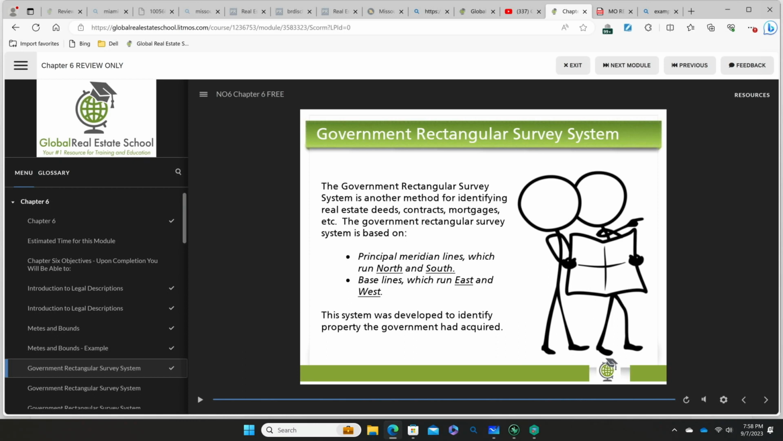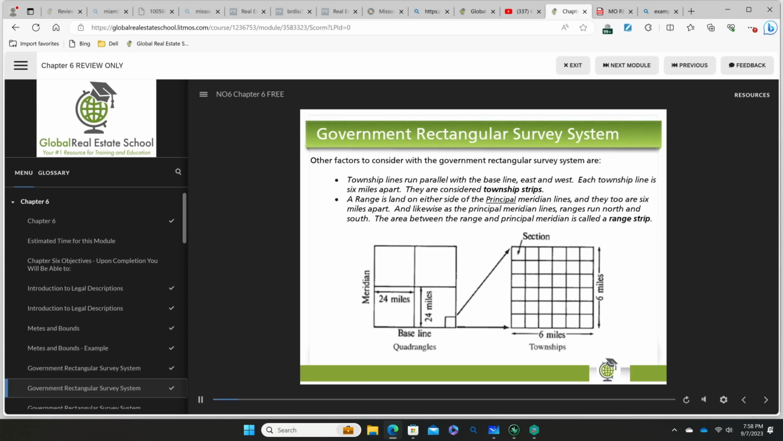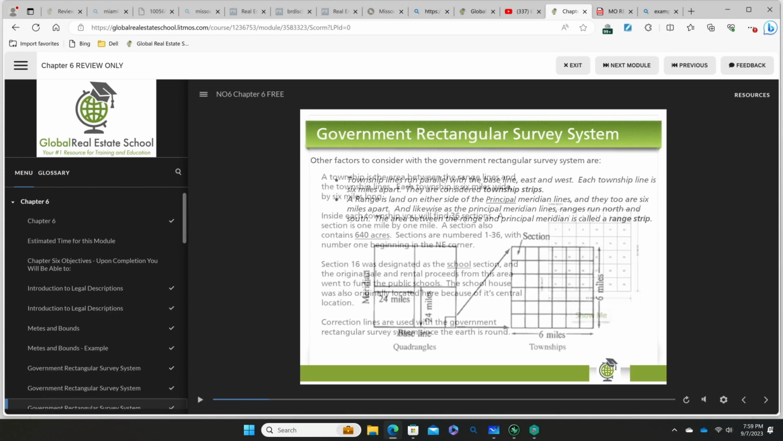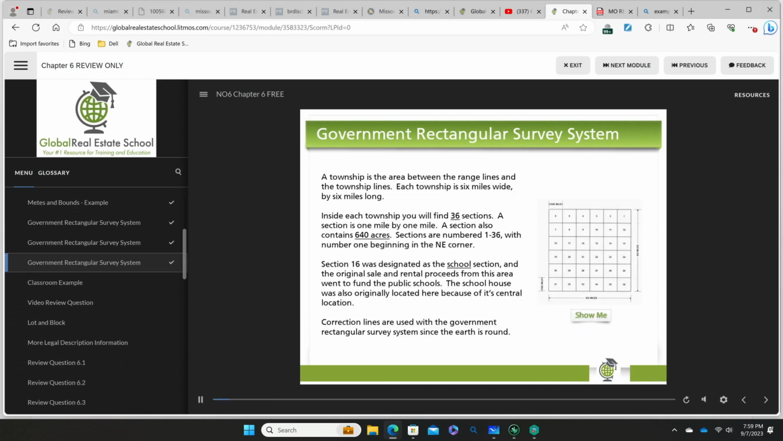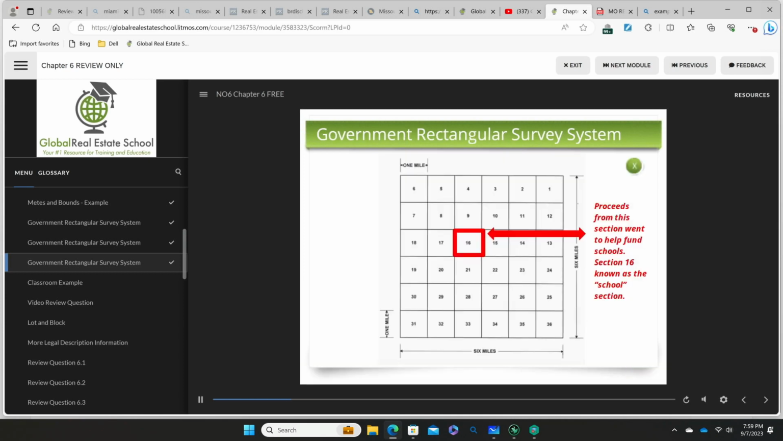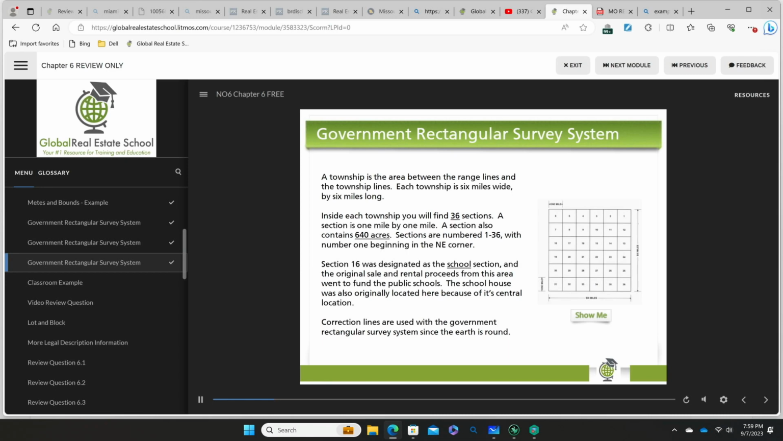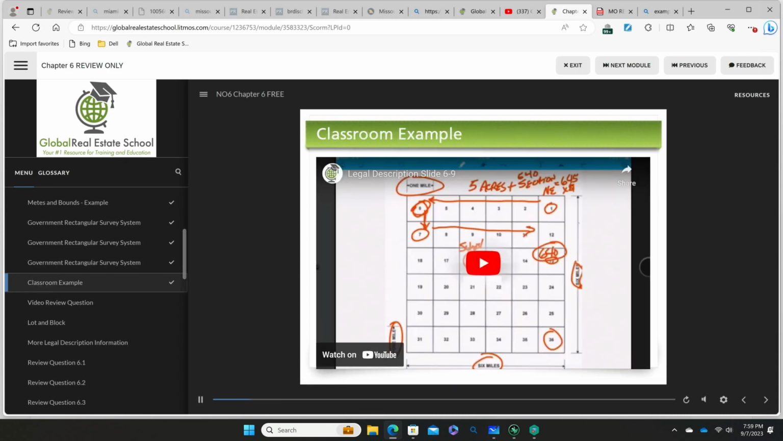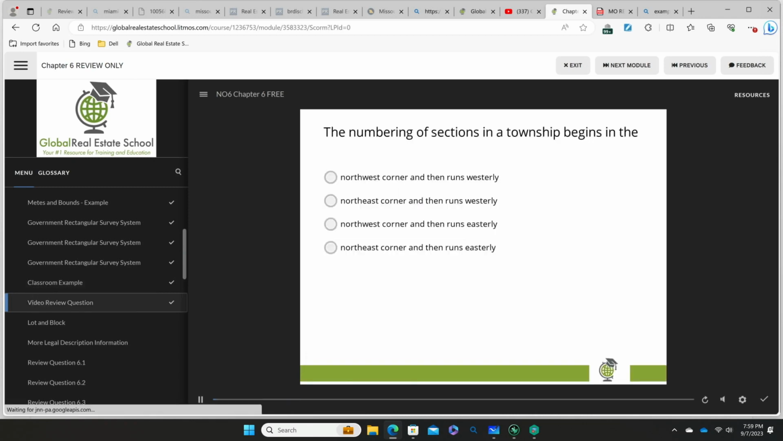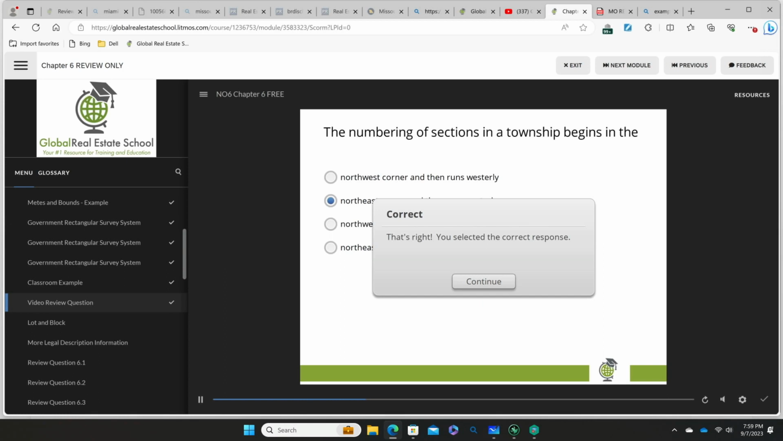So anyway, I give you all this information. There's your principal meridian lines and so forth, and here's what all of this looks like right here. I'm not going to go back through that because we've already gone through each of that, but I have some key points in there. You can go in and see that section 16 was sold for the school system. And then the numbering of sections in a township begins in the northeast corner and runs westerly. We already talked about that, right?